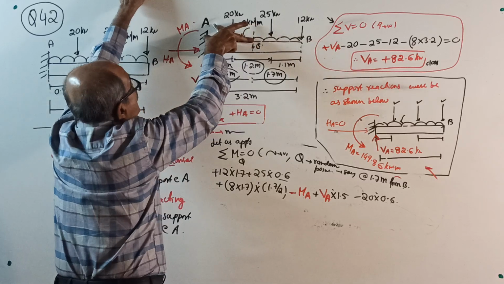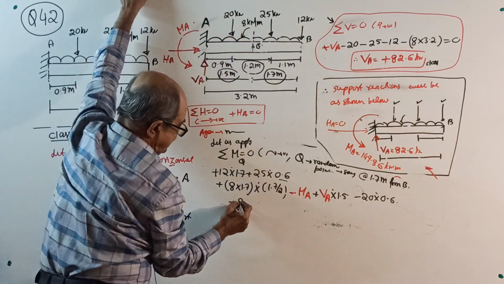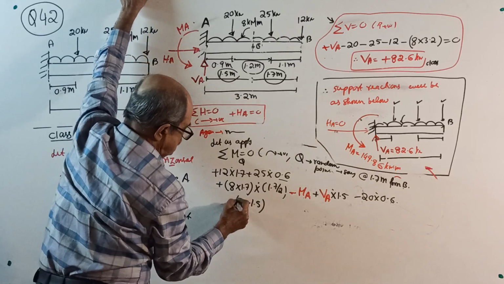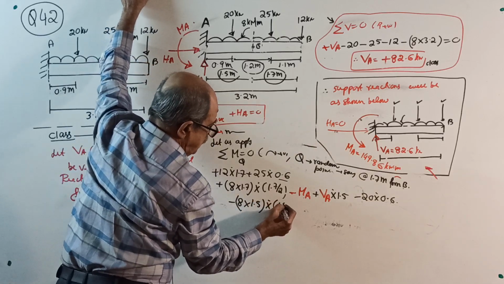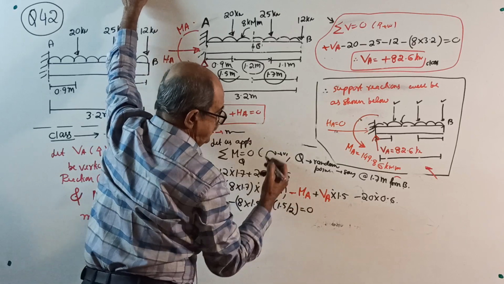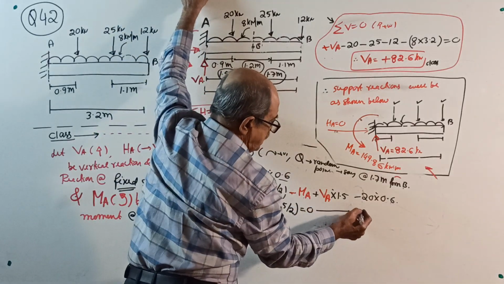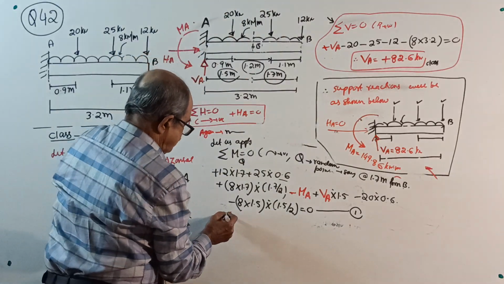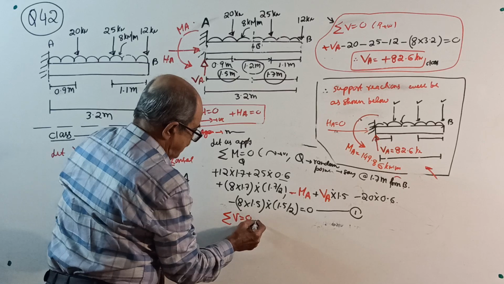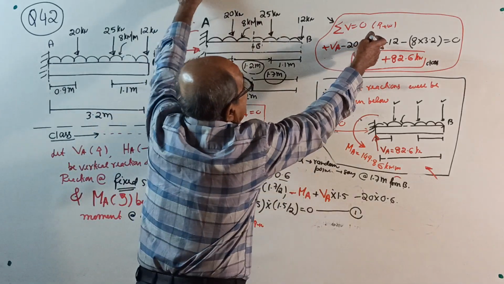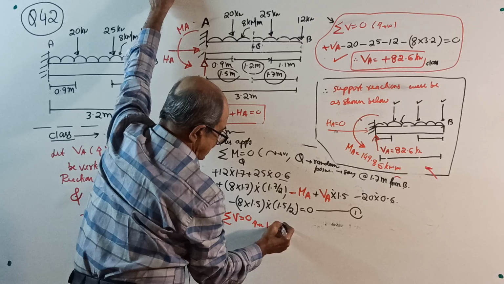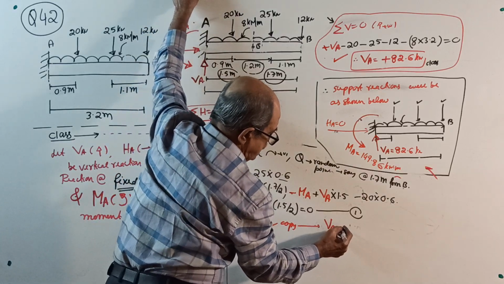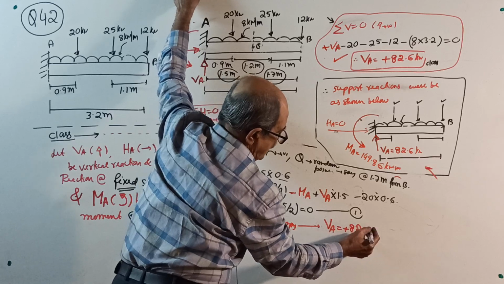Lastly, this much UDL on the left side, minus 8 into 1.5 into 1.5 by 2 equal to 0. Again, say equation number 1. We have MA and VA both. Now apply sigma V0, upward positive. It's already there. Copy it here. After copying, you know that VA equal to plus 82.6 kilonewton.